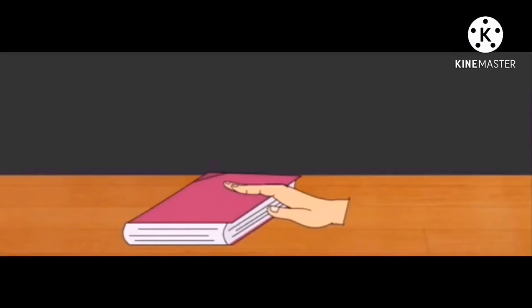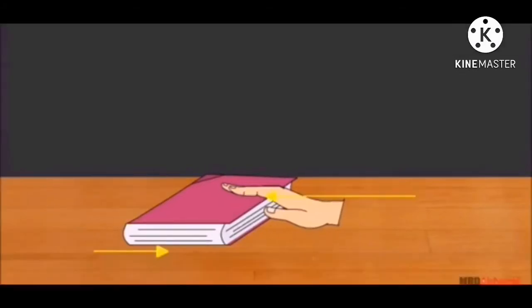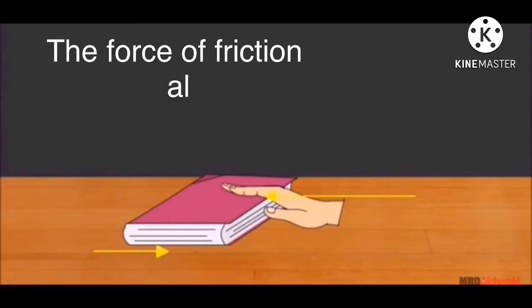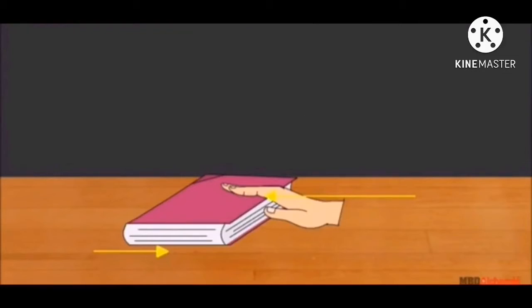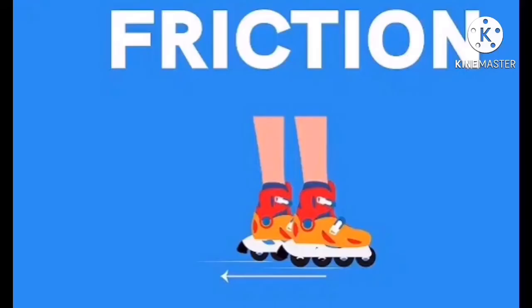Which means if you apply the force along the left, friction acts along the right. And if you apply the force along the right, the friction acts along the left direction. So, the force of friction always opposes the applied force. In the above activity, the force of friction acts between the surface of the book and the surface of the table. Next, we are going to discuss what are the factors affecting friction. Let us find out by doing activities.